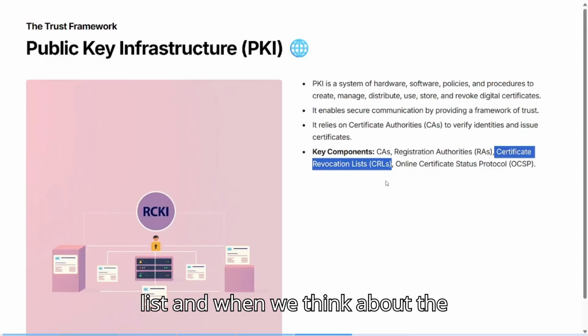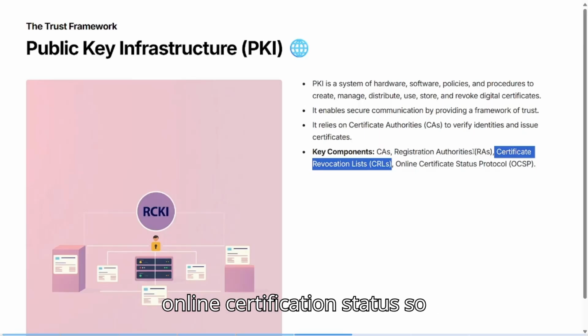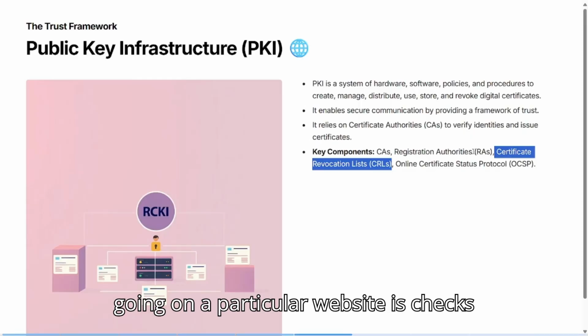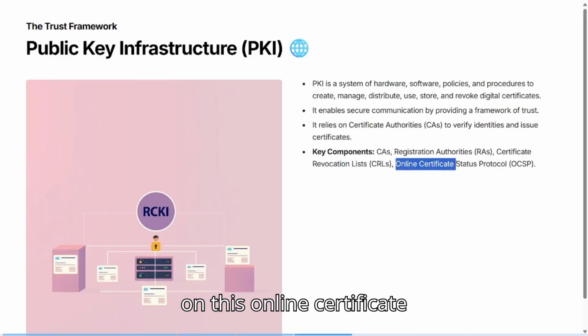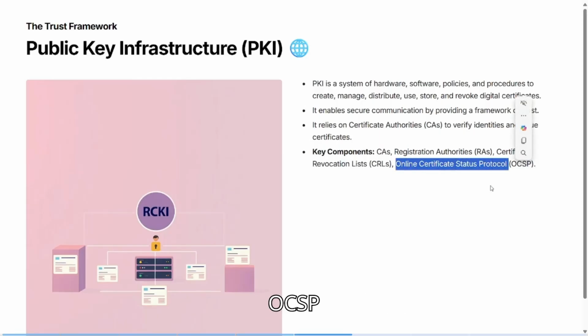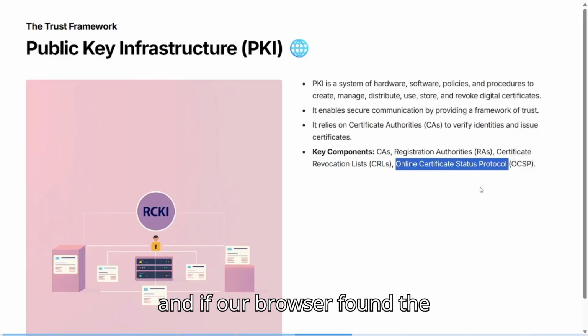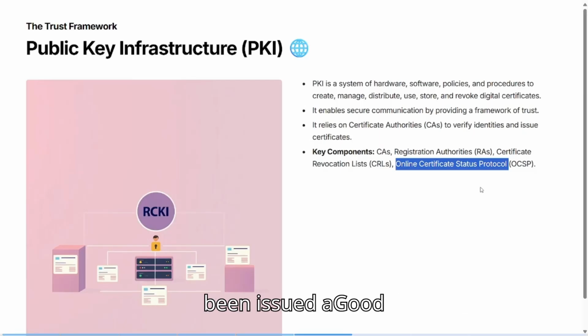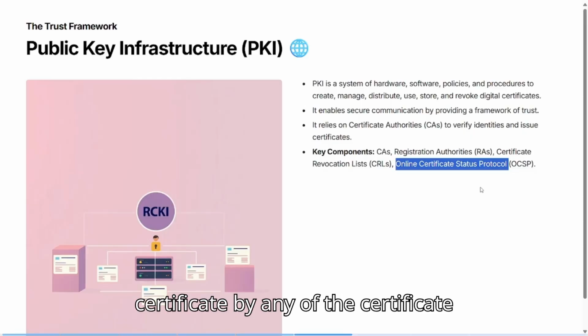And when we think about the online certificate status, what our browser does is, whenever we go to a particular website, it checks the Online Certificate Status Protocol, that is OCSP. If our browser finds the record on the OCSP, then it automatically knows that this website has been issued a good certificate by one of the certificate authorities.